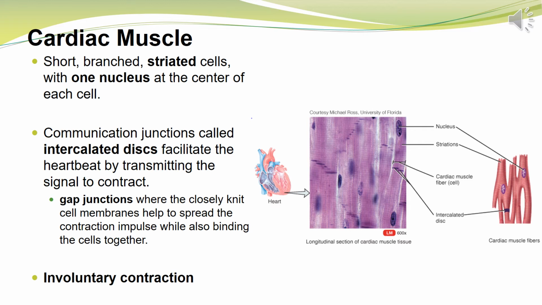Cardiac muscle tissue contains junctions called intercalated discs, which facilitate the heartbeat by transmitting the impulse, or rather the nerve signal, to contract. And these cells in the heart have gap junctions between them, which closely knit the cells together, and this helps to spread the contraction impulse through the cardiac tissue, and also binds the cells together, obviously. And this muscle is involuntary, like I said, such that we don't need to send a conscious thought to our heart to make it beat, which is, of course, very helpful.